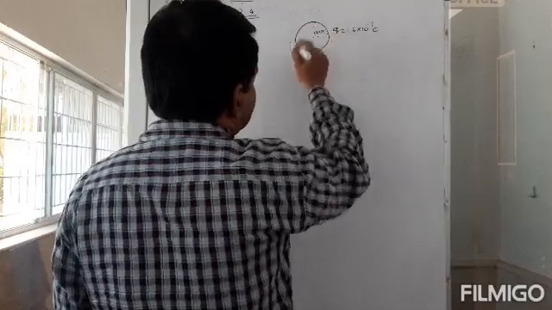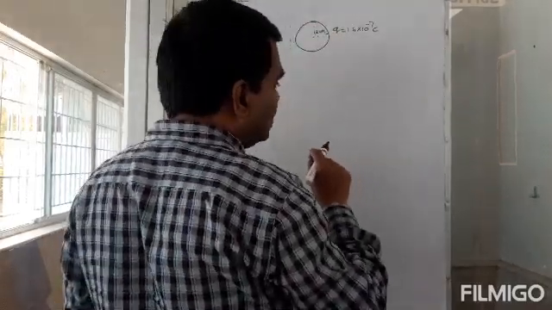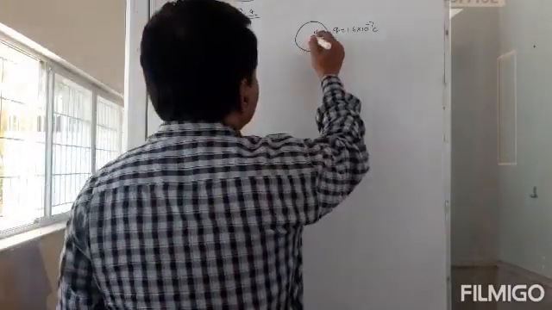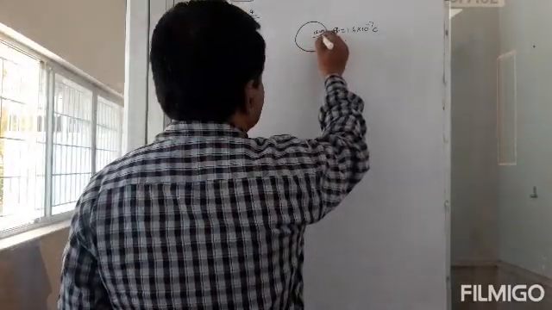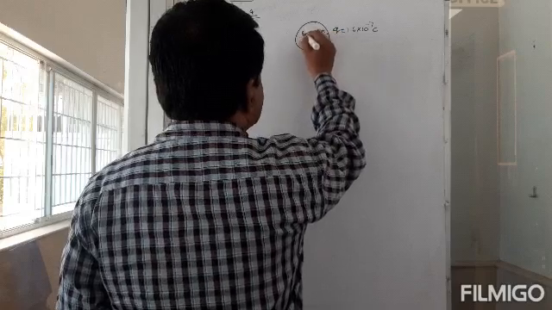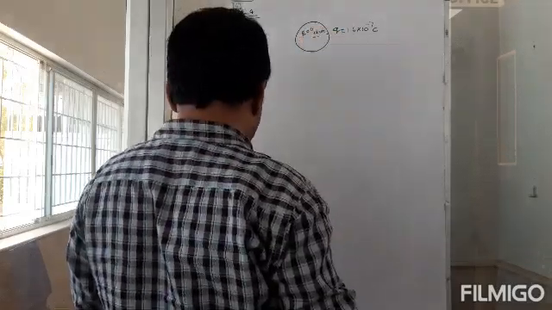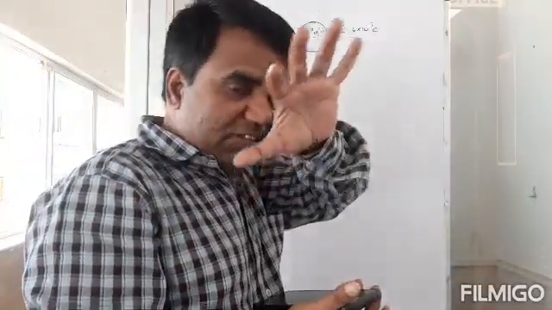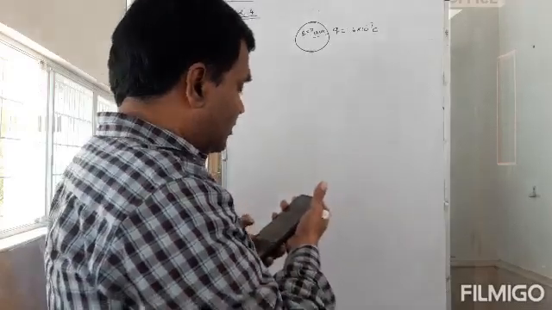The field inside the sphere is going to be 0. The field inside is going to be 0 clearly. And just outside the sphere is on the surface of the sphere.